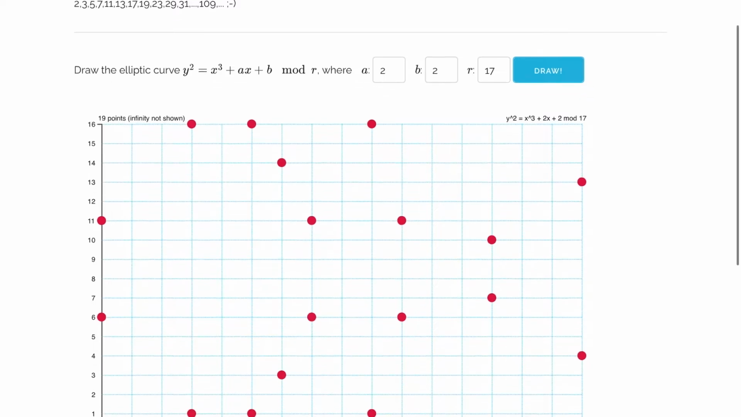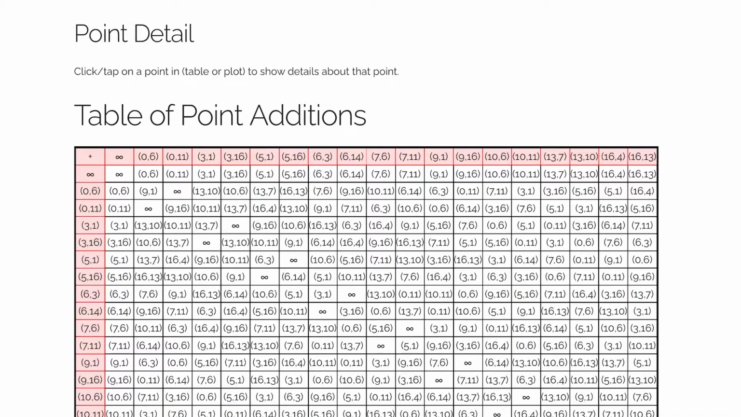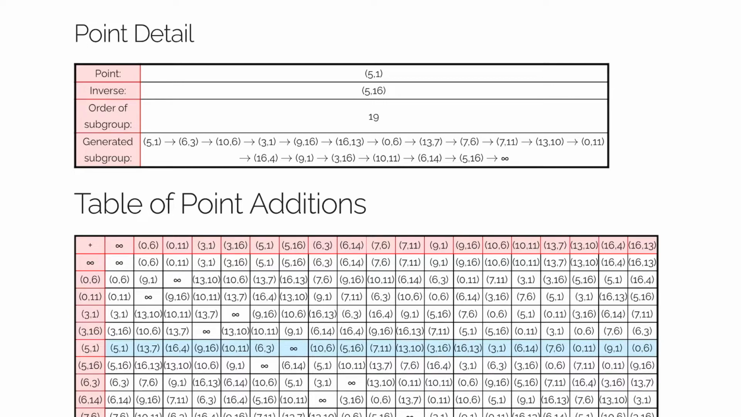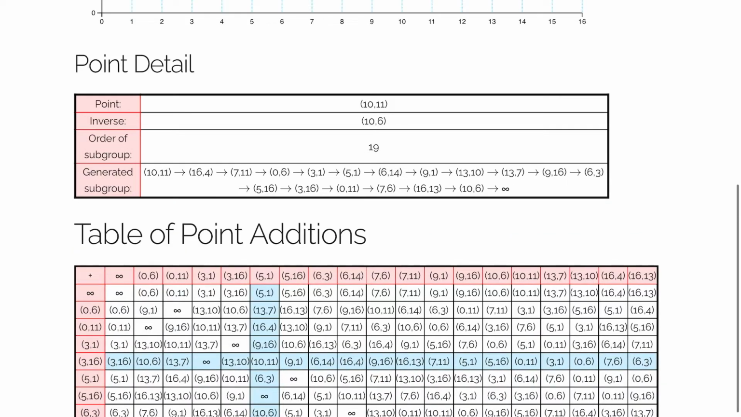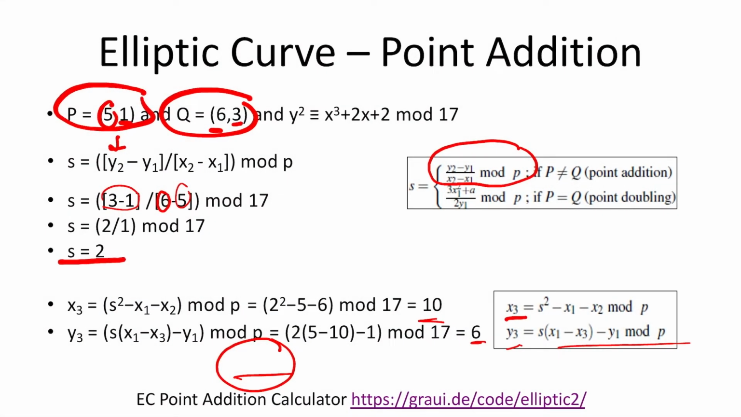Here I have calculated the finite field. Now I'm going to go to the table of point additions and add (5, 1) and (5, 1). I'll choose the row which has (5, 1) as the label, and then I'll also choose the column which has (5, 1) as the label. You can see over here, I selected the row which has the (5, 1) label, and the column which has the (5, 1) label. Its intersection is the point (6, 3).